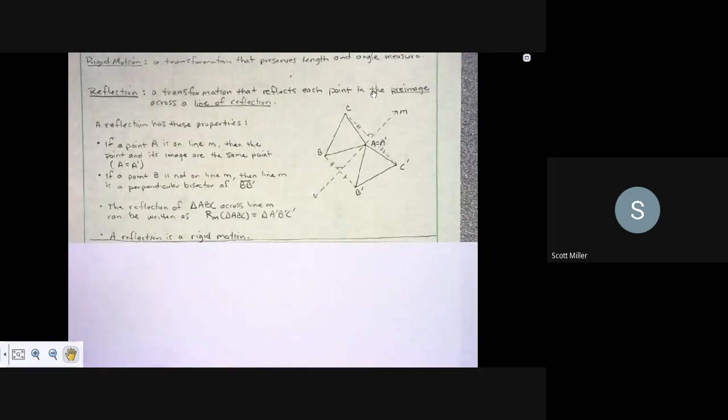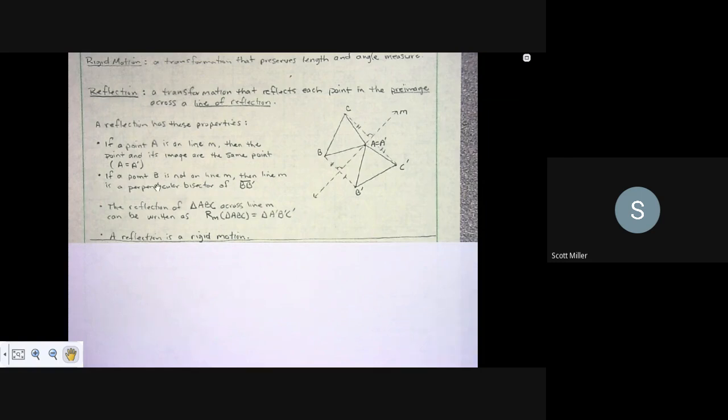What is a reflection? It is a transformation, a change that reflects each point in a pre-image. That would be the A, the B, and the C, the pre-image, across a line of reflection, which is the line M, producing this reflection, A prime, B prime, C prime. It has these properties. If a point is on the line M, then the point and its image are the same point. I use that example right here. Point A is on the line of reflection.